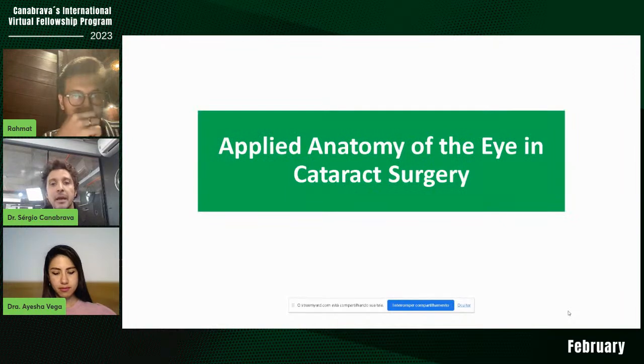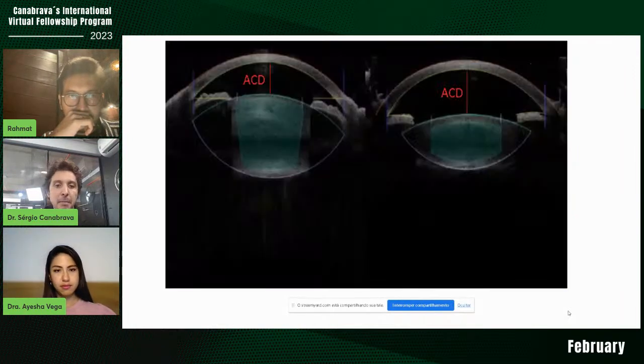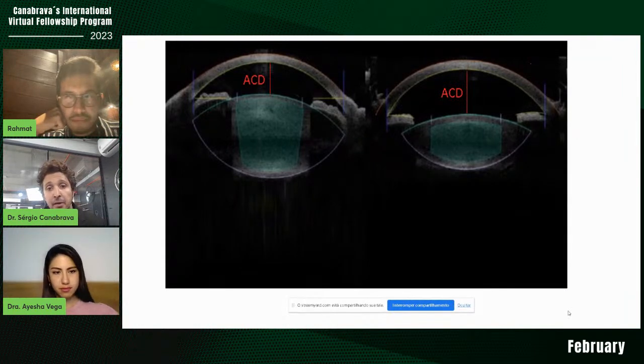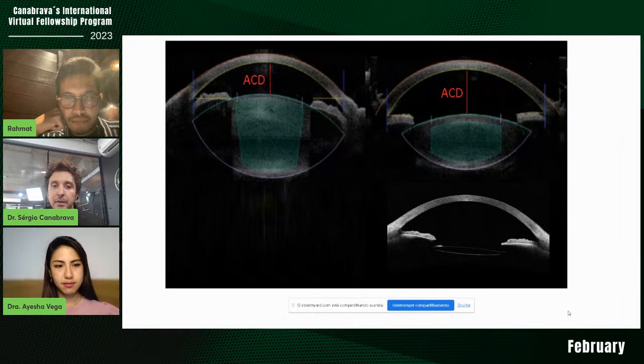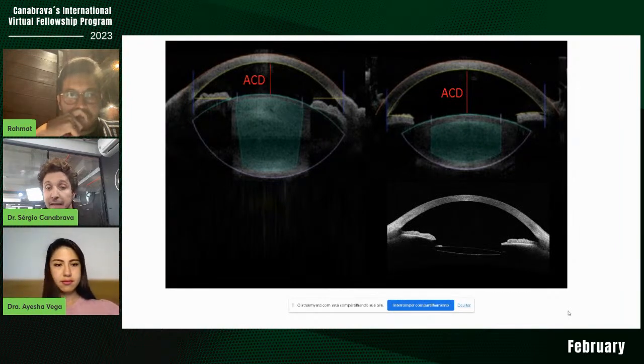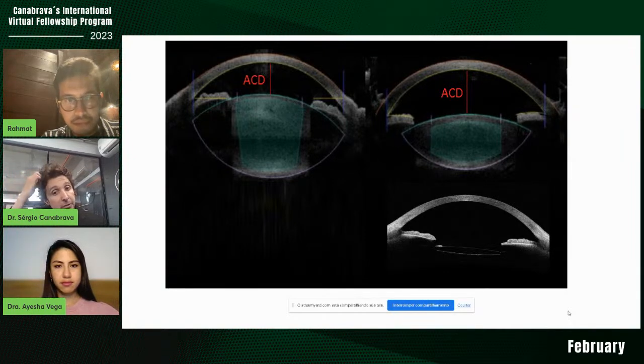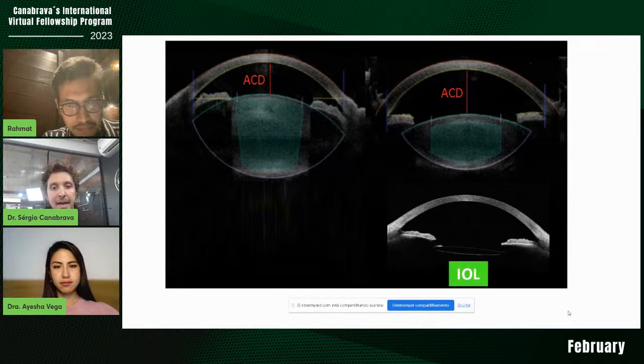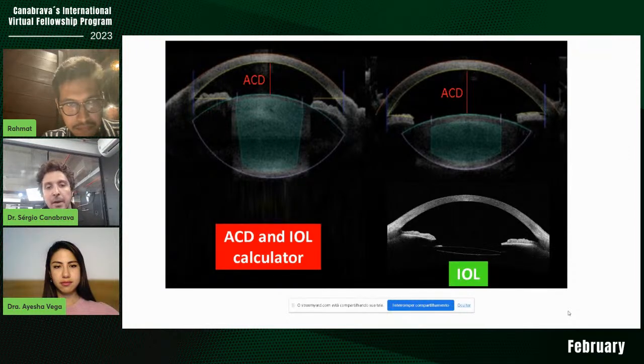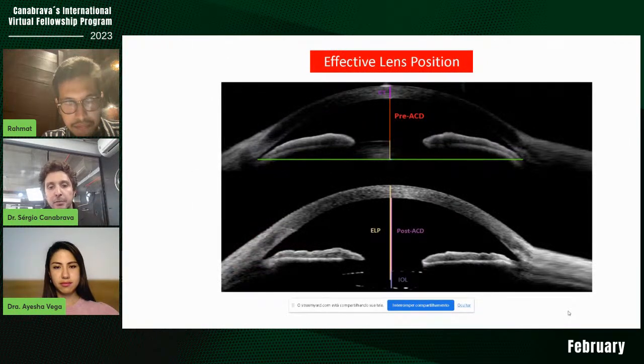About applied anatomy of the eye, with the points that I want you to remember this month, about the ACD, okay? The ACD is too important because of the ELP that you discuss next month when you discuss the IOL power calculation, and you see that ACD is an important point to have good outcomes in this IOL calculation. So here the ACD and the IOL calculator. Here is the effective lens position. So the effective lens position is the most important point in IOL power calculation.